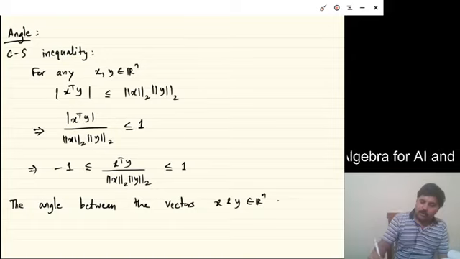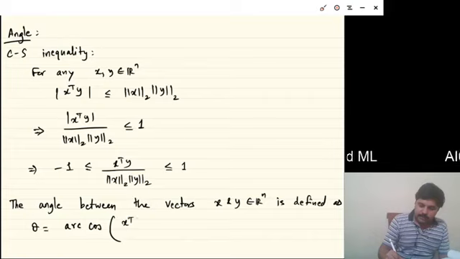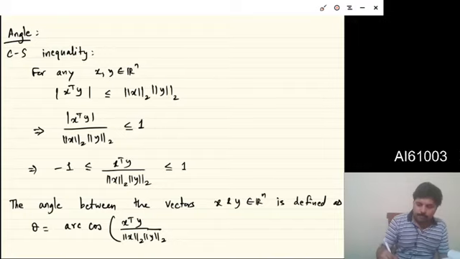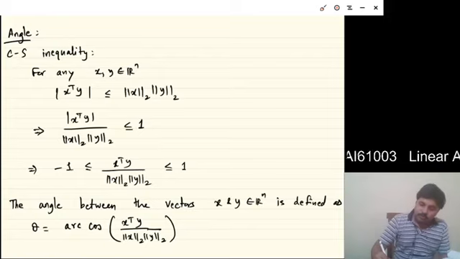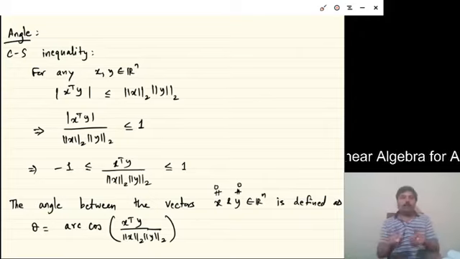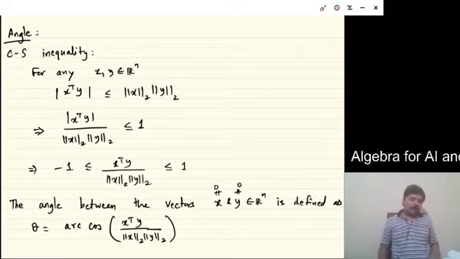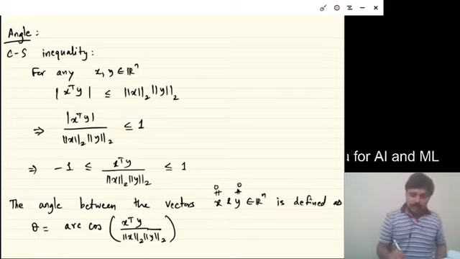So the angle between the vectors x and y in Rn is defined as theta equal to arc cos of x transpose y divided by norm x norm y. And obviously we are dividing by norm x and norm y, so we are assuming that these are not equal to 0. So we will always talk of angles between two non-zero vectors, and the angle between the two non-zero vectors is given by this.